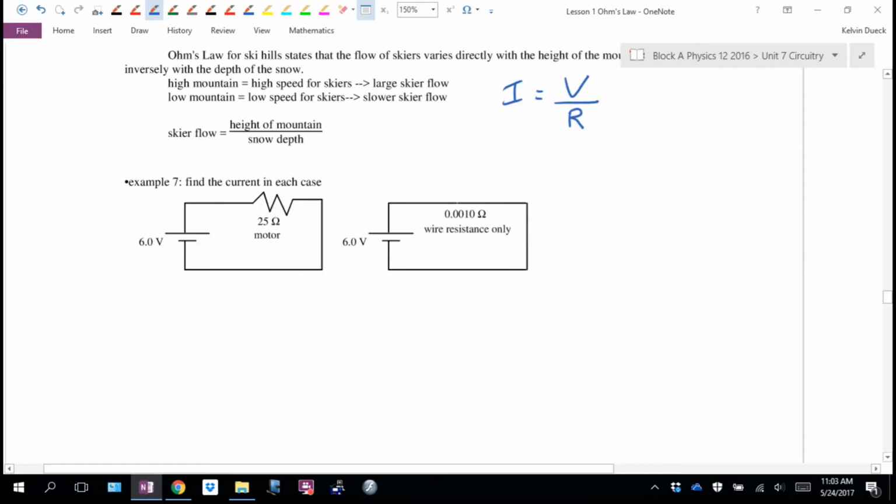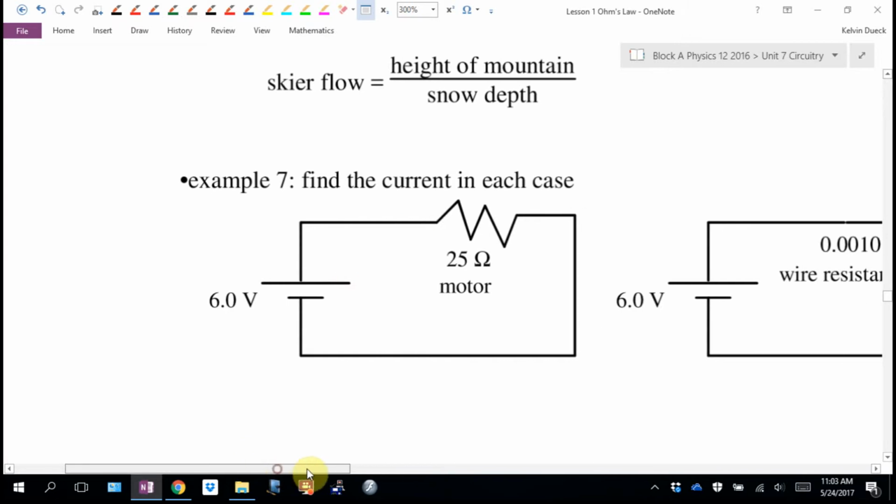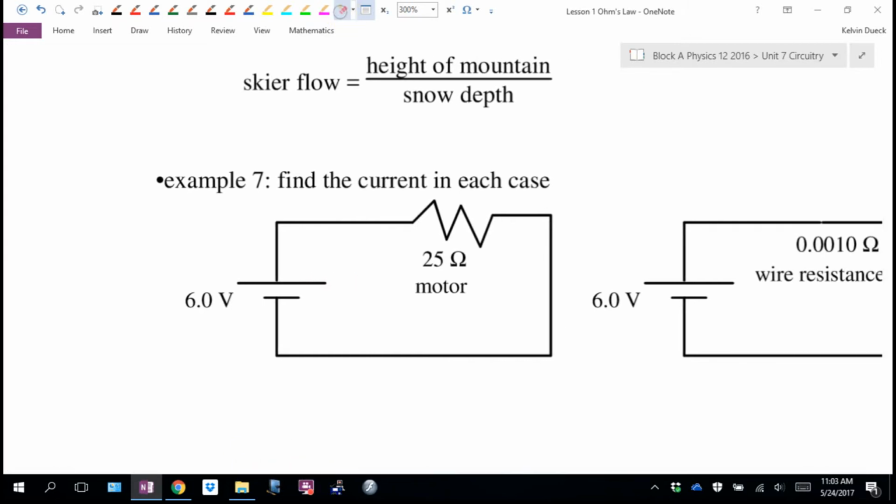Okay. Example 7, find the current in each case. Here is our first ski run. This is eventually going to seem babyish to you and easy. We're going to go skiing together. We always start out at the battery. What's the voltage of this battery, Rob? I'm going to ask you the same question, just phrased differently. How high is my ski hill? Same answer. It's 6 volts, but that's how high we are.